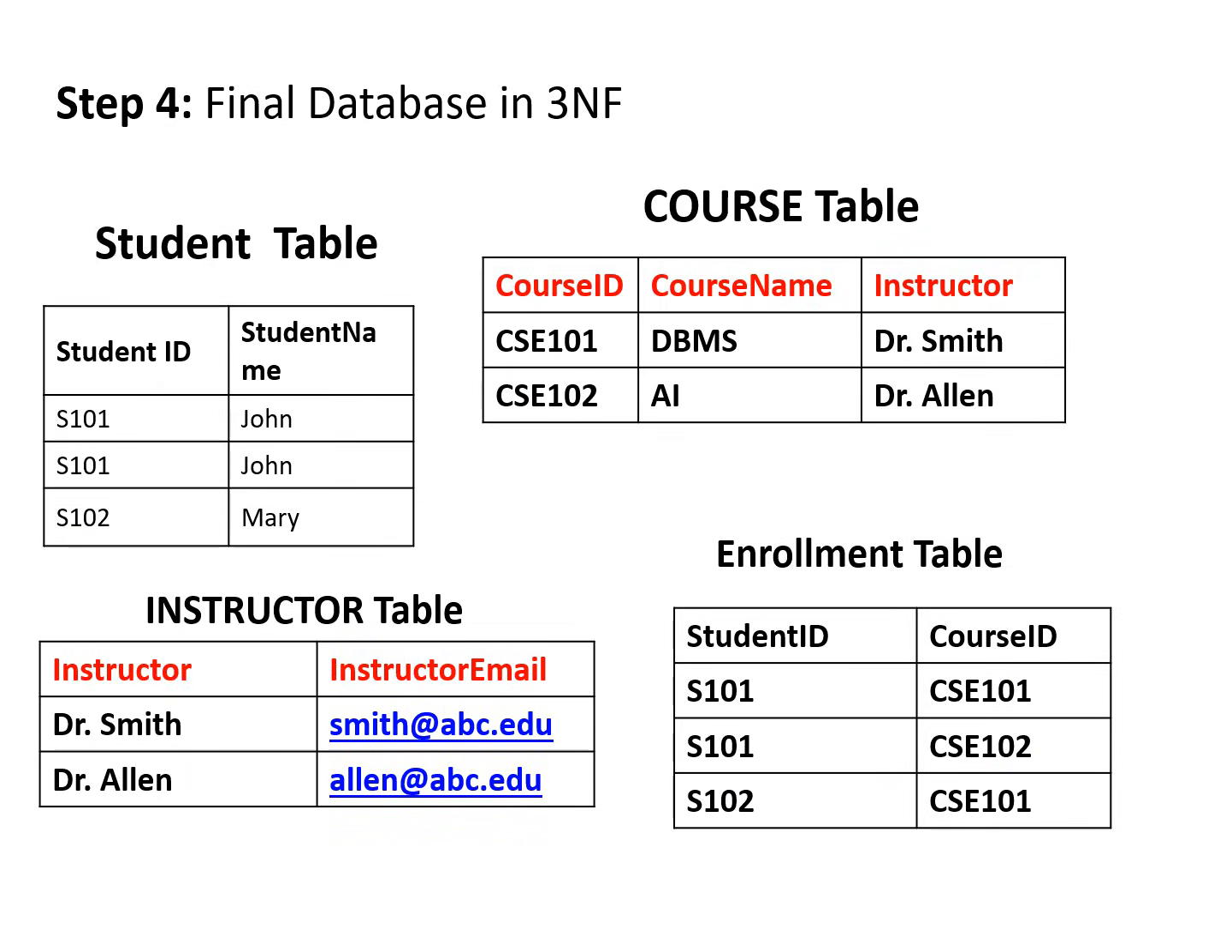So this is the final database in third normal form. Here we have the student table, course table, instructor table, and enrollment table. First, the student table has student ID and student name, and some other IDs. The course table only has course ID, course name, and instructor. The instructor table contains instructor and instructor email. The enrollment table has student ID and course ID.